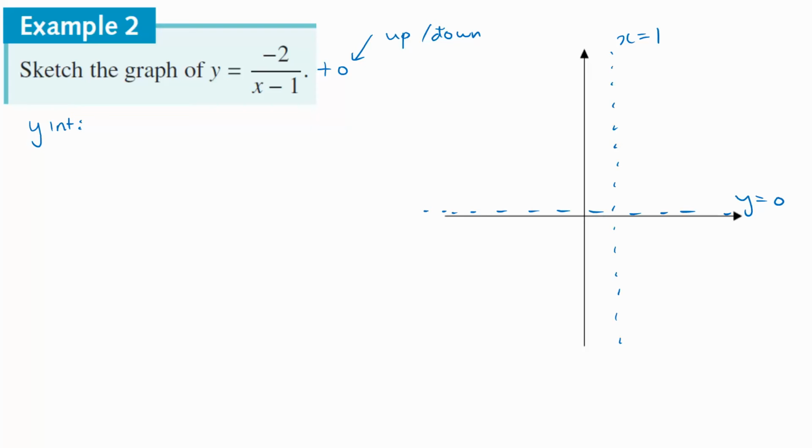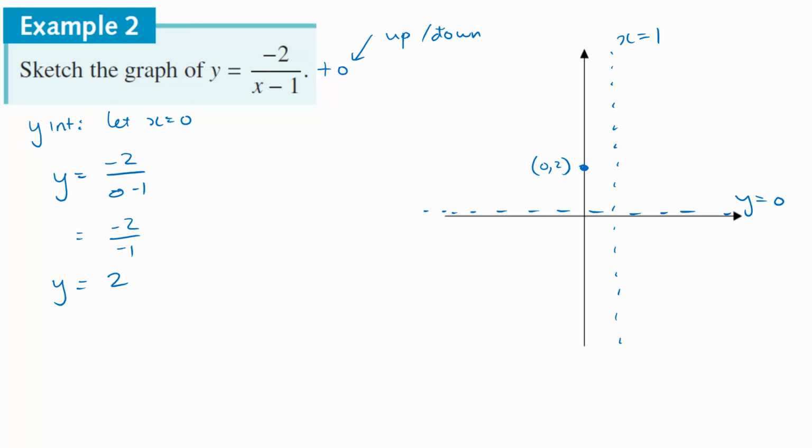Y-intercept. How do I find the y-intercept? Trent, what would I do? Let x equal to 0. Next one, Lauren. I want to find the y-intercept, so I'm going to let x equal to 0. So what would I end up with? Fantastic. It'll be 0 minus 1, so it's -2 over -1, which is 2. So now I know my y-intercept is at 2. So put your coordinates, 0, 2. I've got my y-intercept.